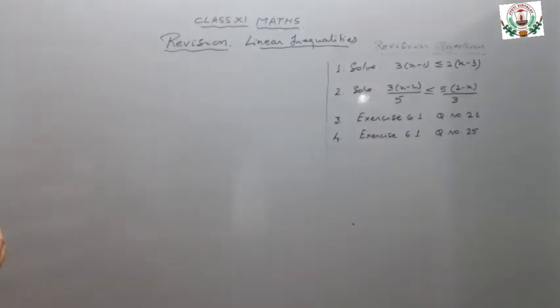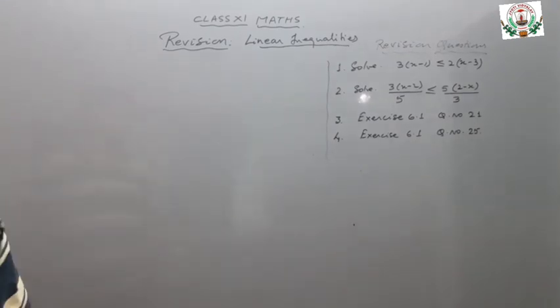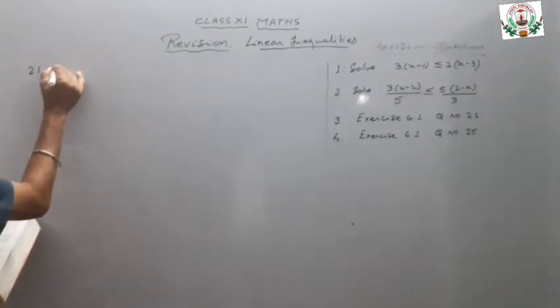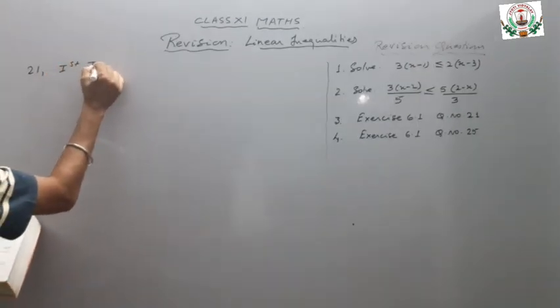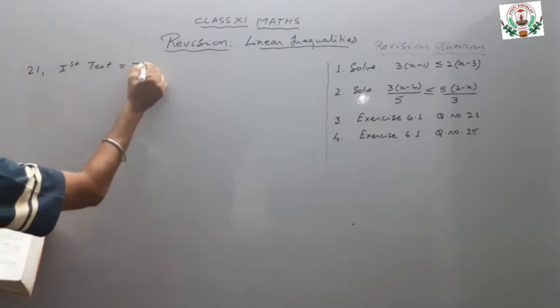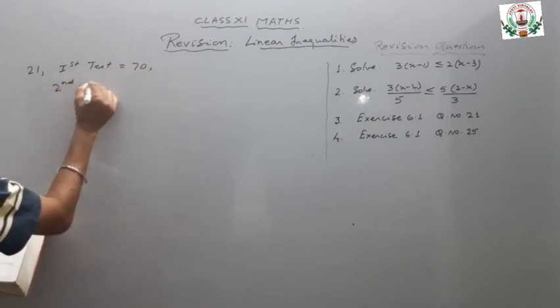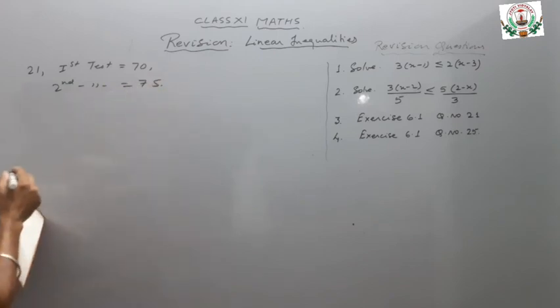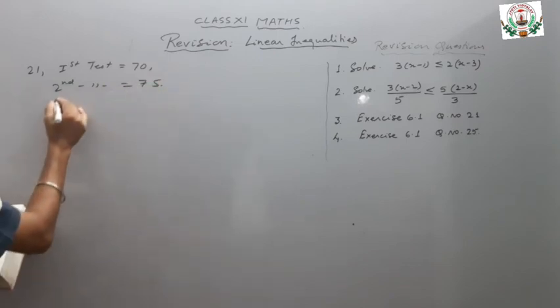Question number 3, that is exercise 6.1, question number 21. Question number 21 is: Ravi obtained 70 marks and 75 marks in the first two unit tests. In the first test, Ravi obtained 70 marks. In the second test, Ravi obtained 75 marks. Find the minimum marks in the third test.